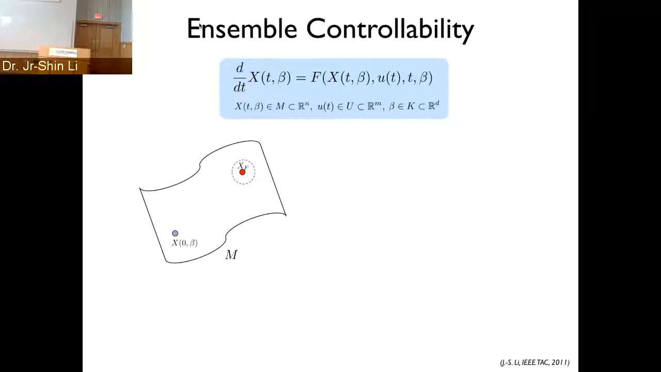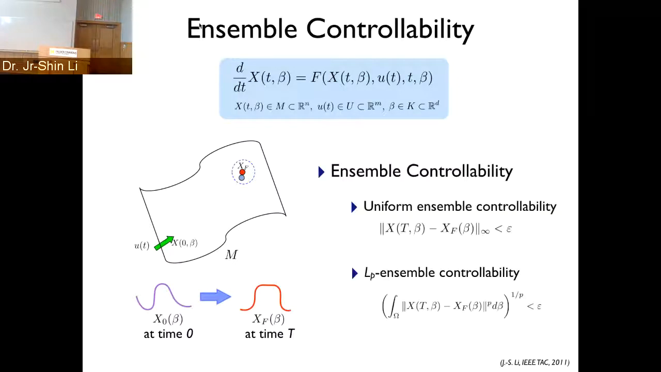So we say that this system is controllable if there exists an input that can steer the system from any initial function to a neighborhood of a target function, right? So now we are trying to steer the system from this function of beta to another function of beta. Later on you are going to see how this is related to the applications. Anyway, these are the definitions with respect to different topologies.